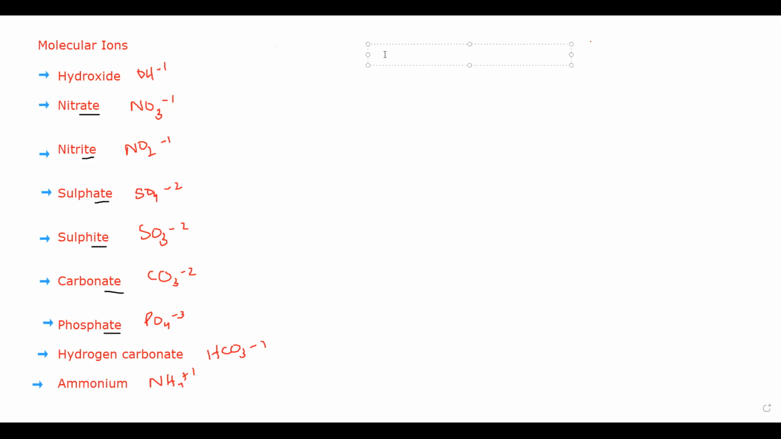What is the chemical formula for calcium hydroxide? I am giving you a hint. Calcium is Ca with a charge plus 2 and hydroxide is minus 1. The chemical formula for calcium hydroxide. You can use the chat or you can use screen annotation to state the answer.